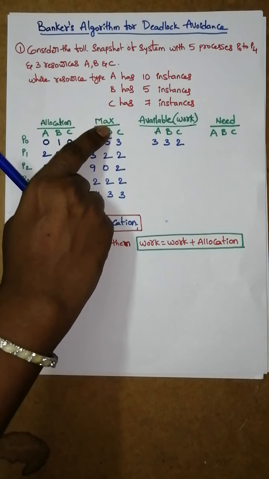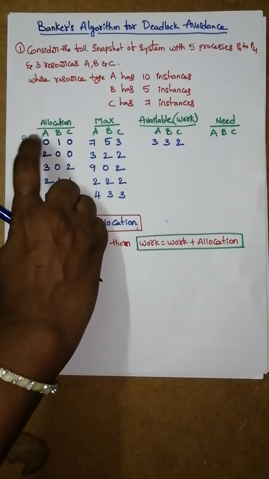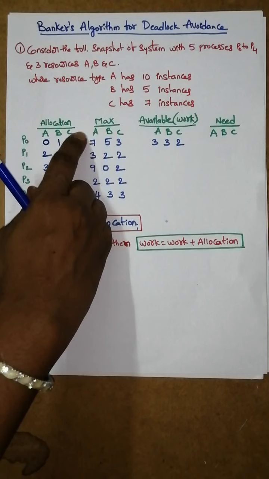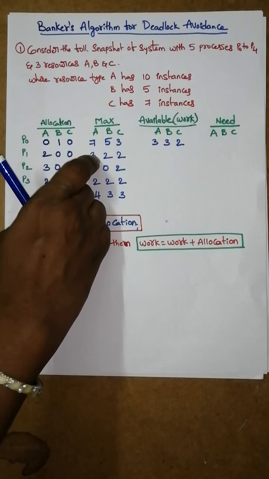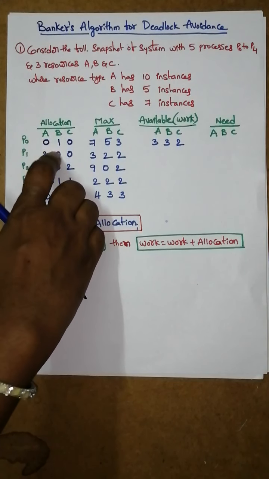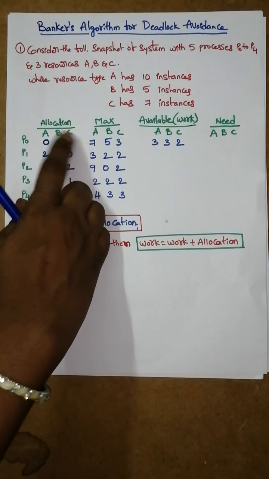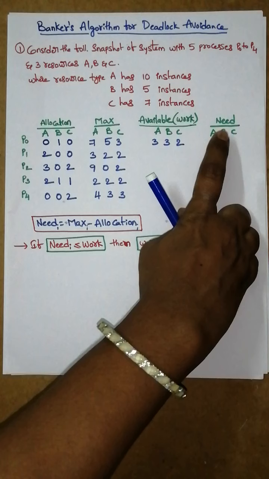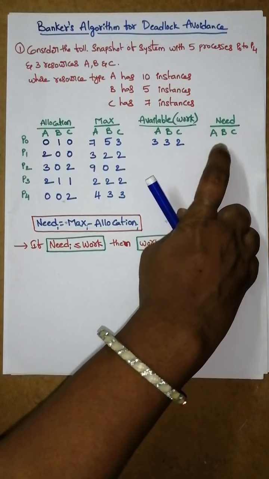Now maximum is requested by P0. For example, P0 has asked for 7 instances of A, but I have given only 0. It means that still 7 are pending. So those pending we can call need, meaning how much they still need.